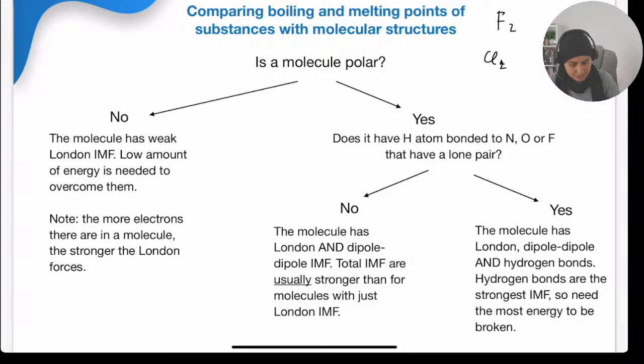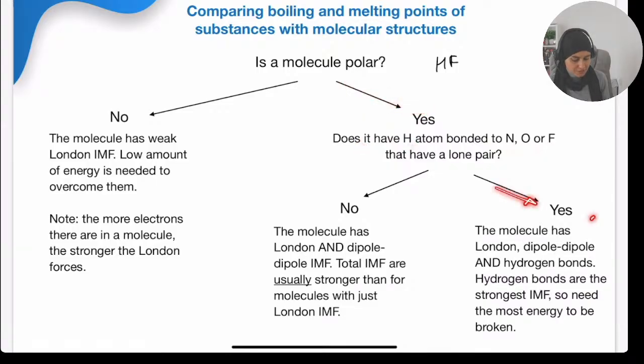Okay, now let's explain the low melting point, for example, for, let's say, HCl. HCl, is it polar? Yes. Does it have H atoms bonded to N, O or F with a lone pair? No. Which means that this molecule has London and dipole-dipole intermolecular forces, and usually the total IMF for HCl would be higher than for other molecules with similar intermolecular force. Okay. Now let's find out how we explain the melting point for HF. Is it polar? Yes. Does it have hydrogen bonded to N, O or F?